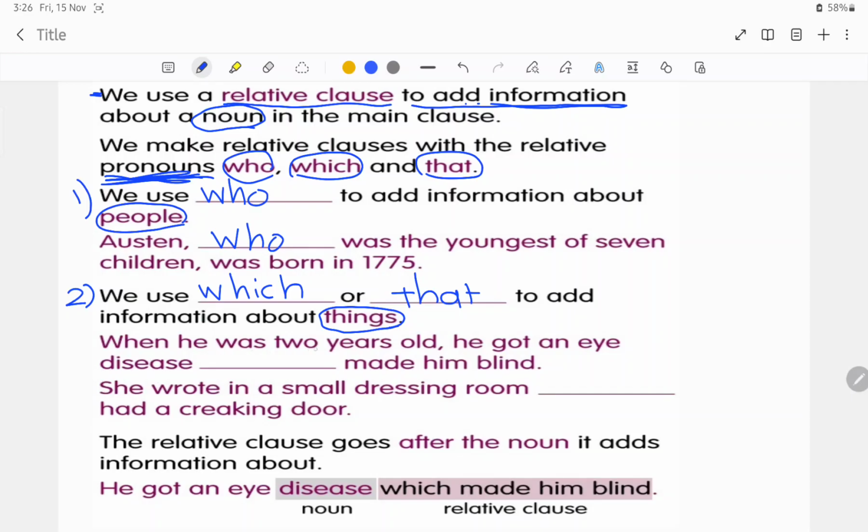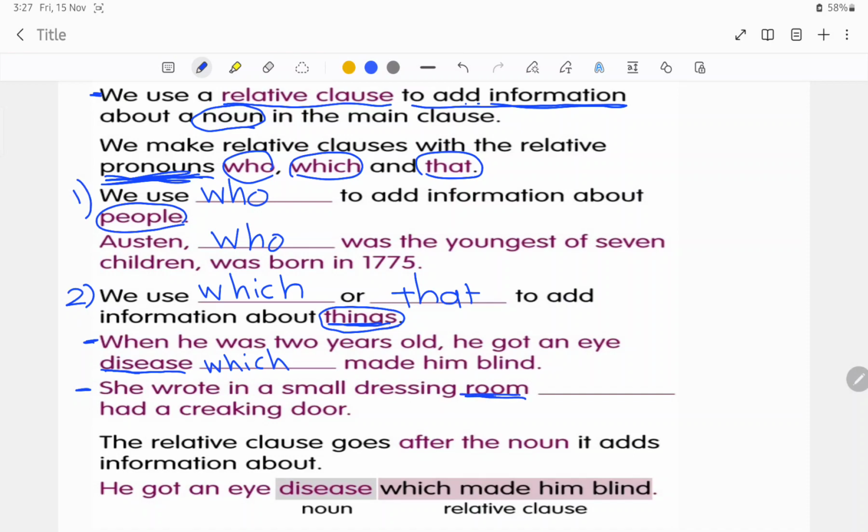When he was 2 years old, this is example 1, he got an eye disease. So here we are adding information about the disease. Is it people? No, it's a thing. We can use which or that. So we write here which made him blind.